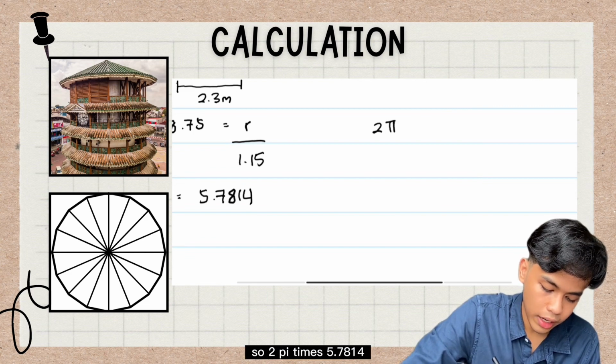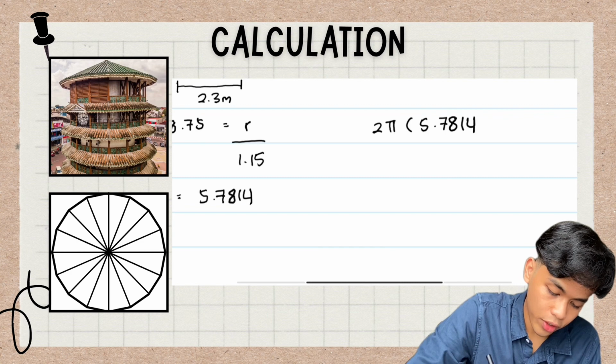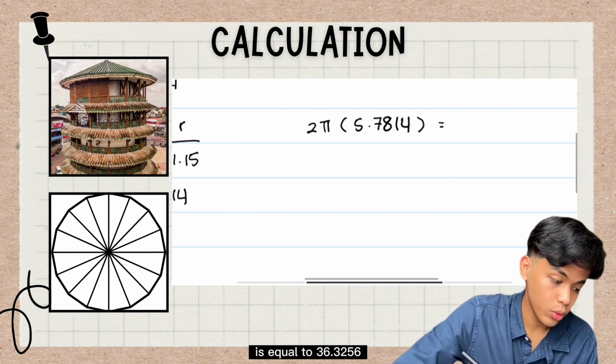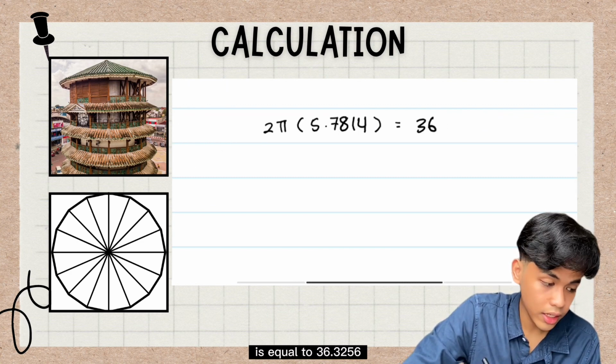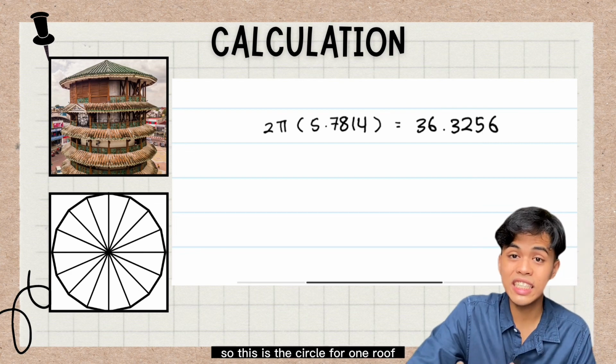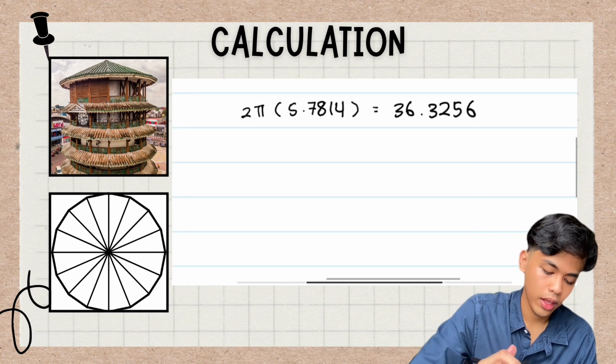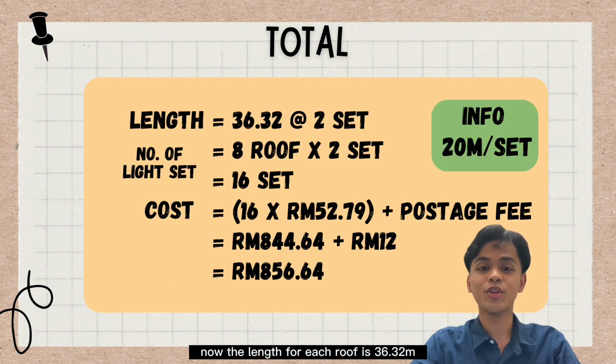So 2 pi times 5.7814 is equal to 36.3256. So this is the circle for one roof. Now, the length for each roof is 36.32 meters.